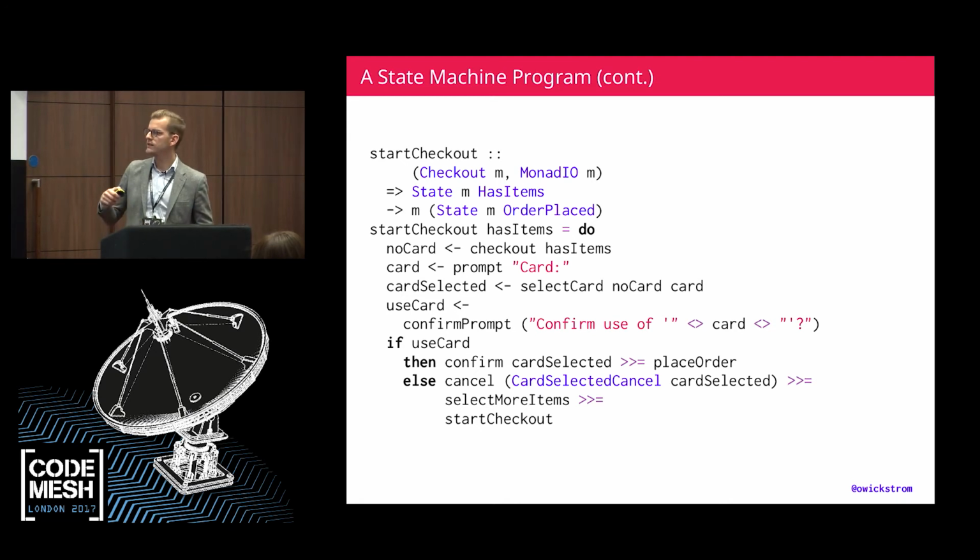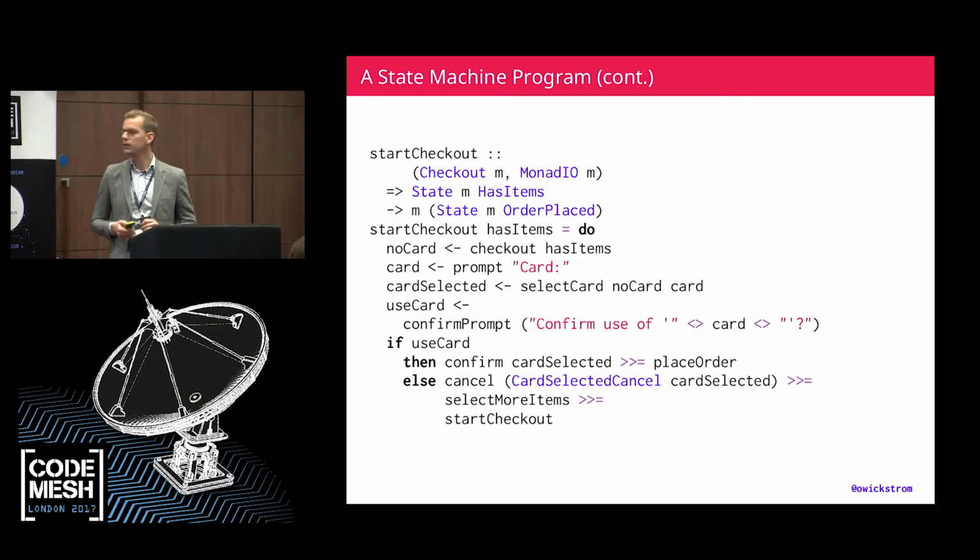And as for these state values, their types are using the associated type. So we don't know the concrete type, which means we can't construct these states and cheat our way through to the end. We have to perform all the steps. And in the end, if the user confirmed, we place this order. And if they didn't confirm, we cancel, and we go back to possibly selecting more items, restarting the checkout, and on and on.